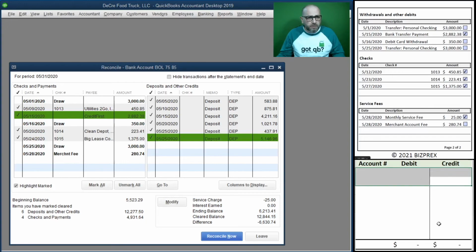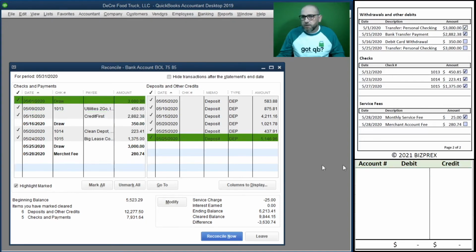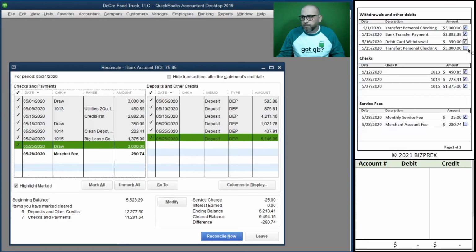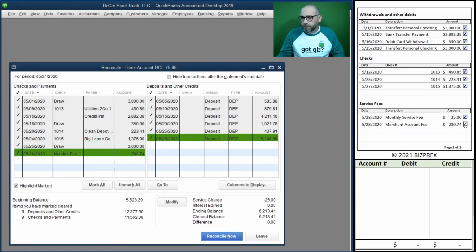All right. So we're going back to our reconciliation and we can see that these amounts are now showing up. And we have zero difference, which means we did a good job reconciling and bookkeeping. Everything is in agreement. We're going to click reconcile now.